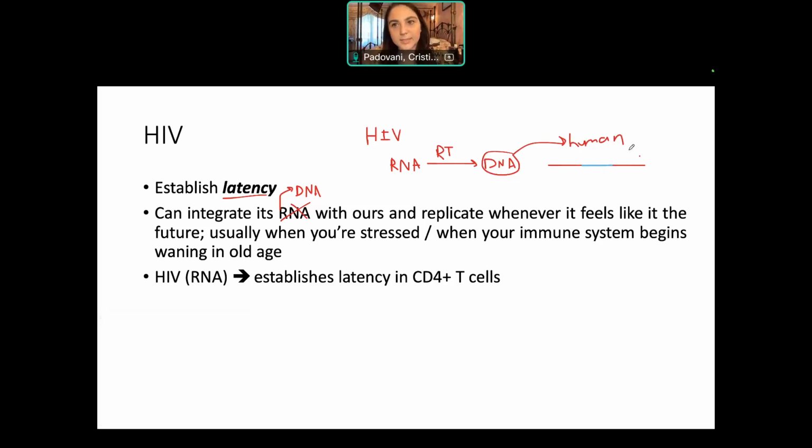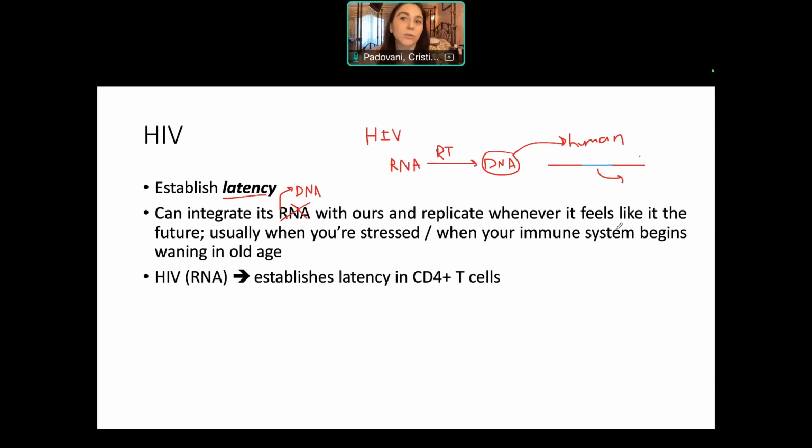So this is the mechanism by which HIV can evade us: it establishes latency. It basically enters our own DNA and hides out there. And then whenever it feels like it, it can pop out, start replicating and make new HIV virions. Usually it's when you're stressed or when your immune system begins to wane in old age. That's how a lot of these latent viruses do it. Another good example of this is herpes. Herpes simplex virus does this too.